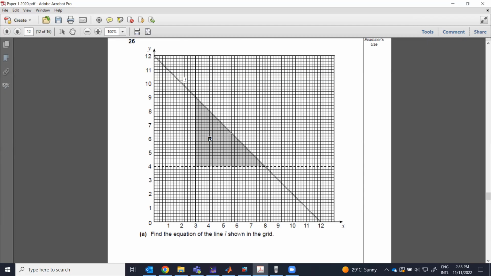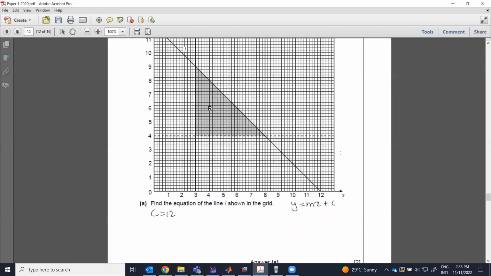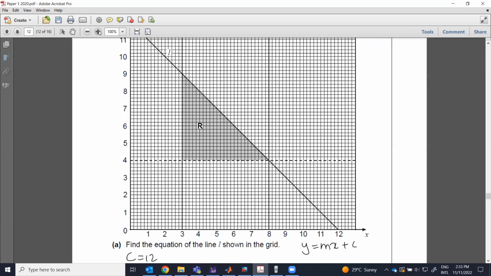Okay, so we know that our line in standard form, y is equal to mx plus c. C here is the y-intercept, and we can clearly see the y-intercept is 12. So c here is 12. The only thing we need is our gradient. So to get the gradient, you pick any 2 points and use the formula delta y over delta x.